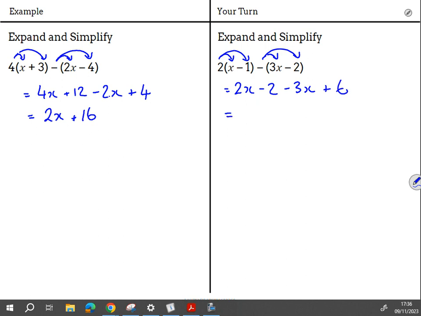As always, collecting like terms. 2x minus 3x, so I'll be left with a negative x. And I've got a minus 2 plus 6, so that will give me plus 4. And that is how we expand two single brackets and the start of our National 5 expanding brackets.